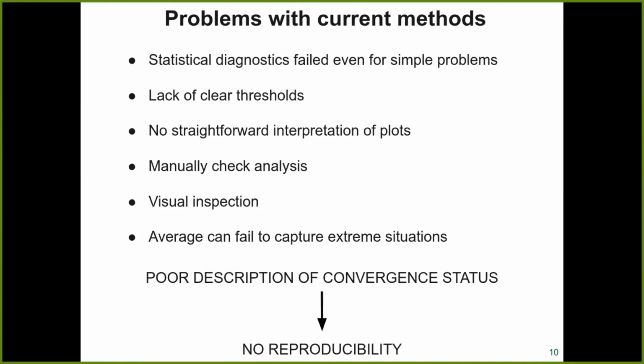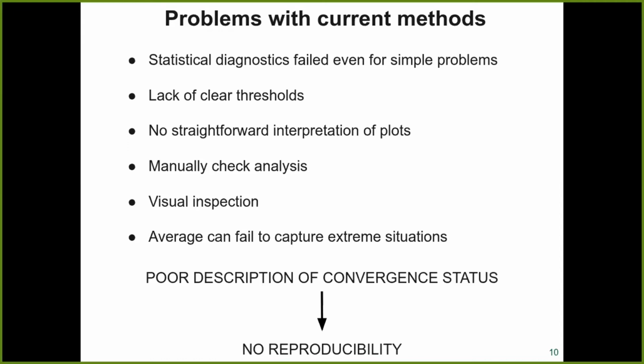And what are the problems with the current methods? First of all, the statistical diagnostics have been shown to fail even for simple problems. In the figure that I showed before, we can see that depending on the distribution, the PSRF varies a lot. There's a lack of clear thresholds for the PSRF, for example, also for the ESS and the average standard deviation of split frequencies. There's no straightforward interpretation of the plots.